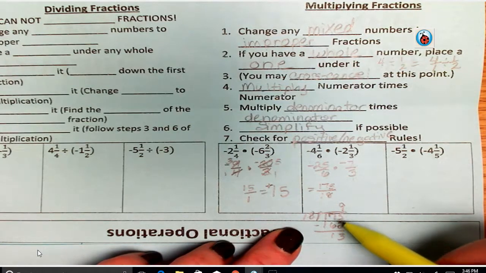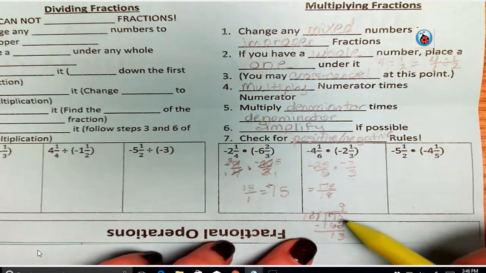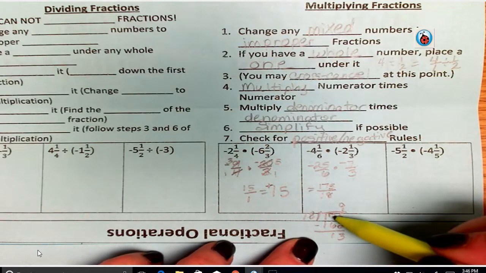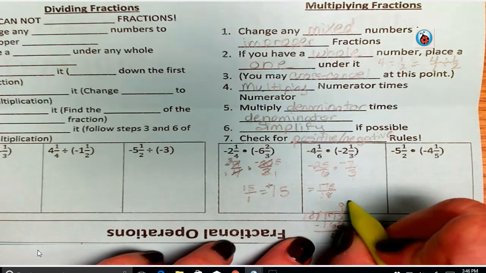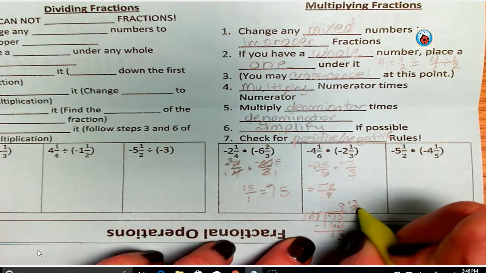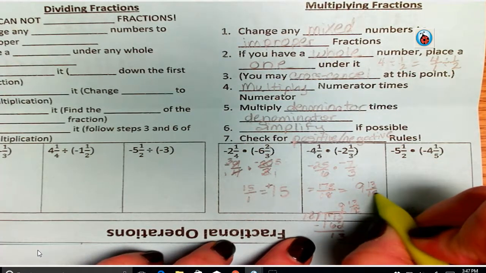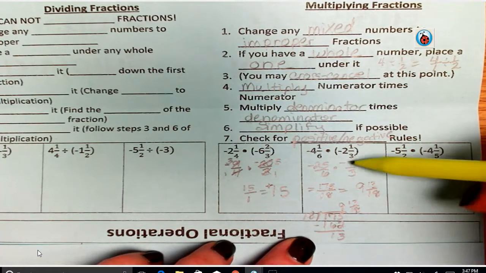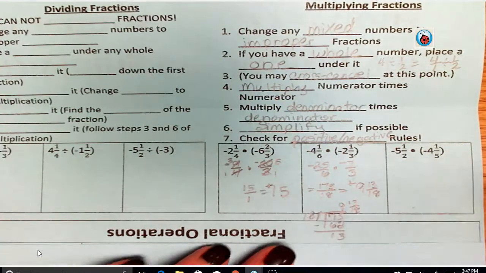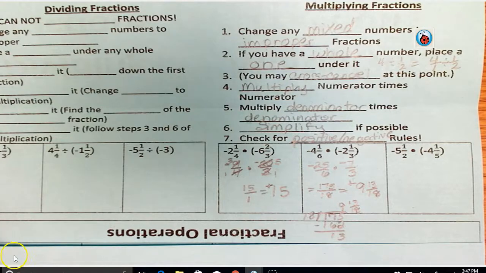Okay, so 9 times 18 is 162. 175 minus 162 is 13. So that would be 9 and 13 over 18. And we need to look and see negative times a negative, so that makes that a positive.